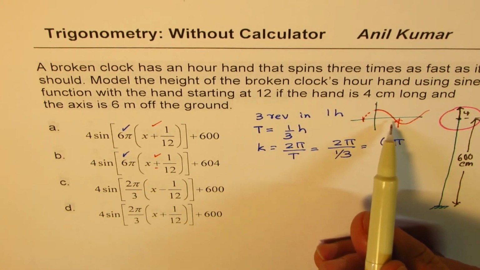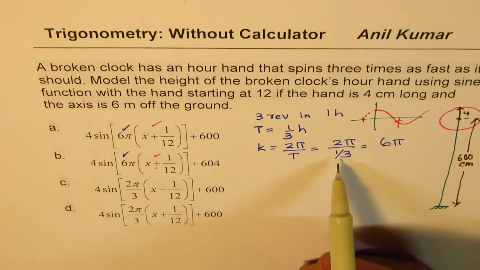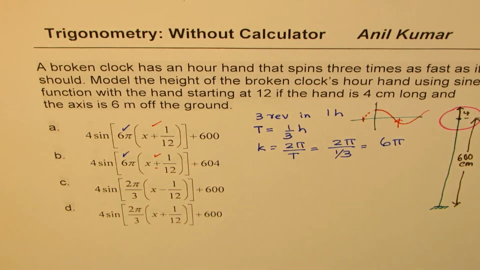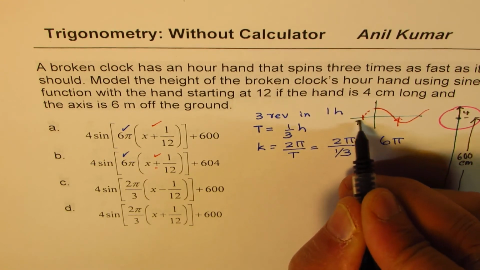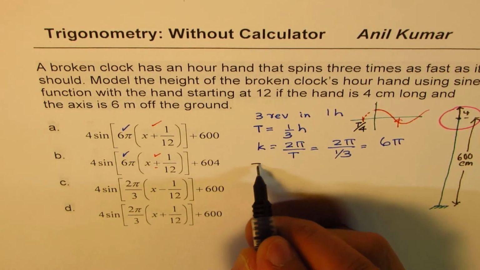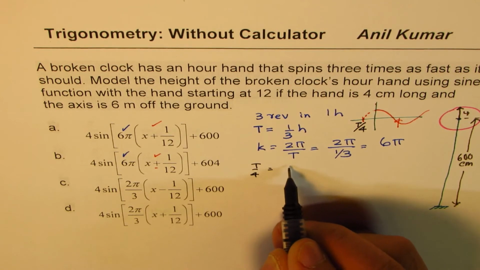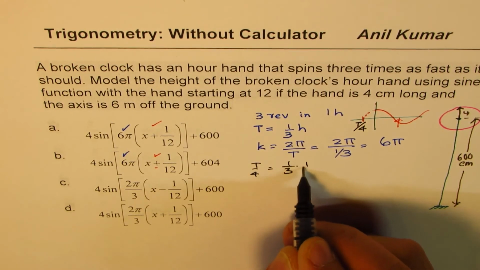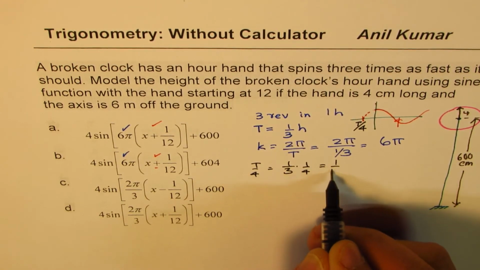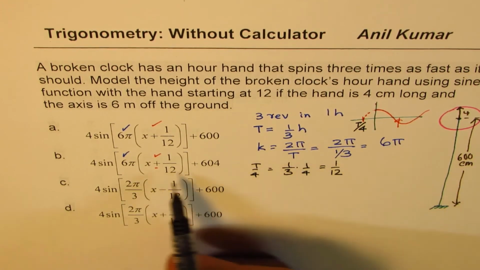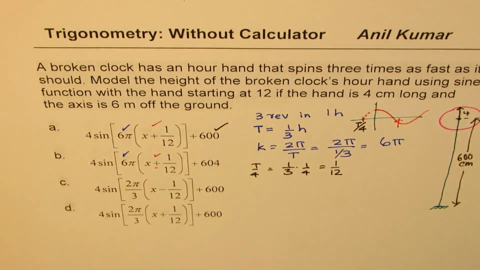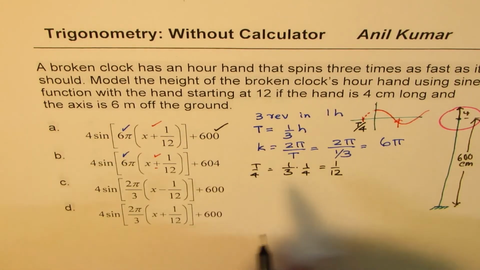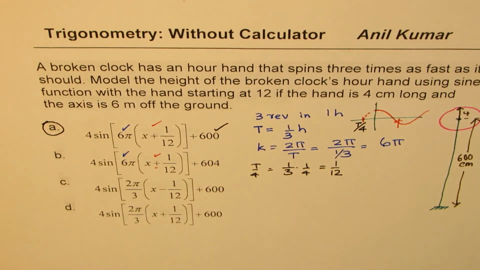How much should it be? A quarter of the time period. So the time period is 1/3, so that is T over 4. T over 4 is 1/3 times 1/4 of it, which is 1/12. So that means that portion is correct. And since the axis is 600 centimeters, 600 centimeters is the correct option. So therefore, option A is the correct option.